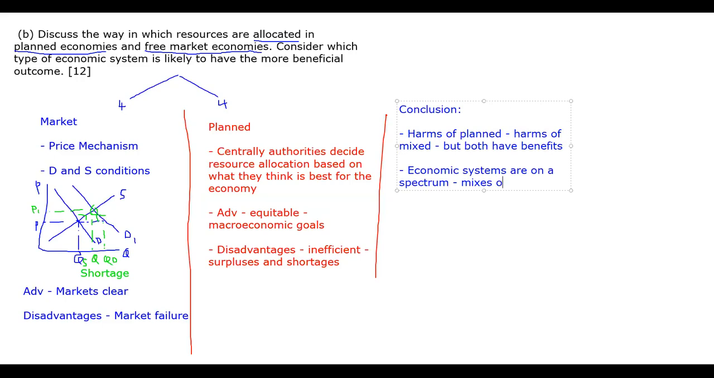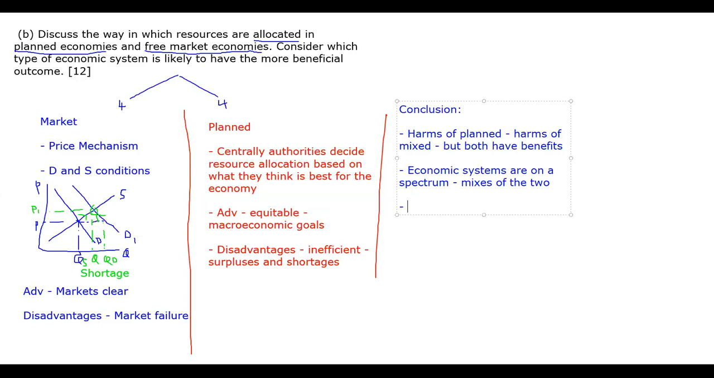Mixes of the two, of planned and market. What you're saying is which type of economic system is likely to have the more beneficial outcome. You don't necessarily need to pick between these two because they have different benefits and different shortcomings. Most likely, your market economic system might be more preferable in the short run. Your planned one might be more beneficial in the long run, because in the long run, stuff like macroeconomic goals and all of that starts to hit you much harder.